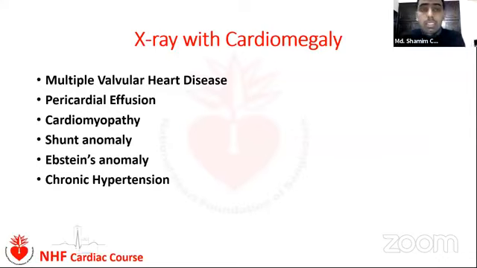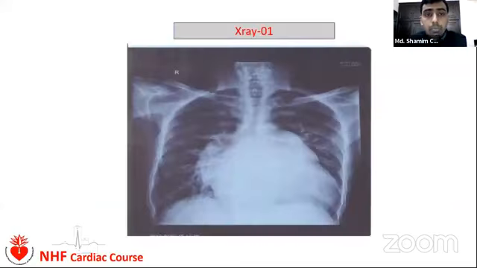The common etiologies for cardiomegaly on X-ray are multiple valvular heart disease, pericardial effusion, cardiomyopathy, shunt anomaly, and other anomalies. In case of left ventricular hypertrophy, we very often see that the heart shadow is enlarged, and it is commented on as cardiomegaly. Shunt anomaly has already been described by Professor Dhiman Monik sir, so my discussion will be on the other causes of cardiomegaly.